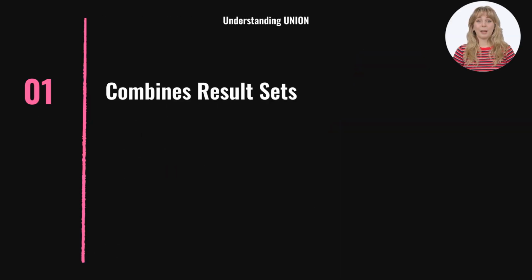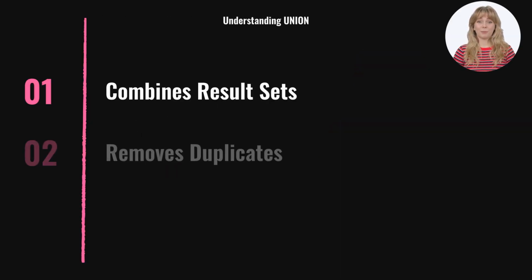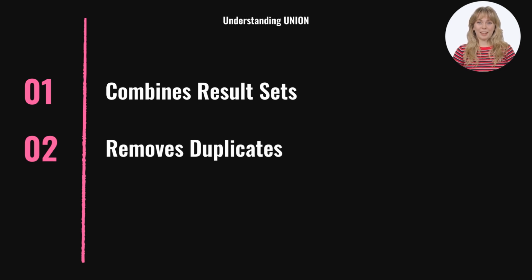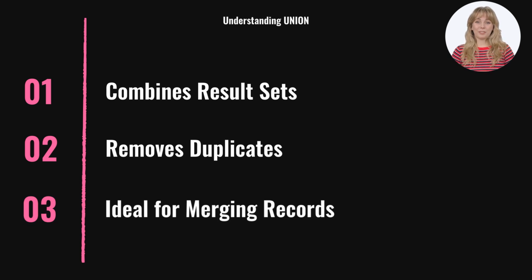Union in SAP HANA combines result sets and removes duplicates, ensuring data uniqueness. This involves sorting and comparison, which can increase execution time, especially with large data sets. It's ideal for merging distinct records, like avoiding duplicate customer entries from different regions.